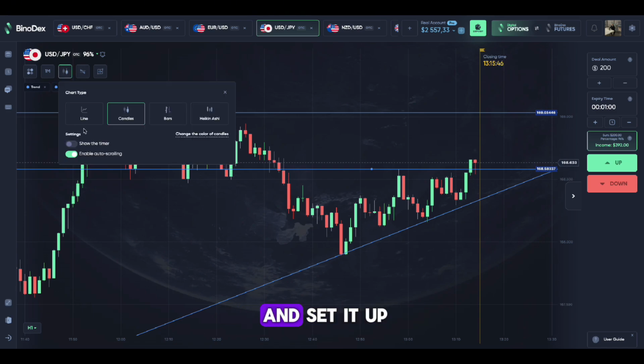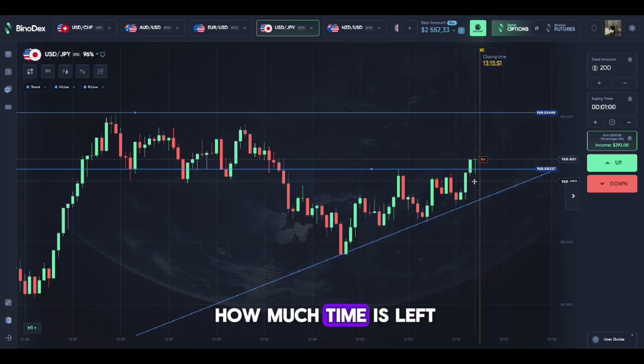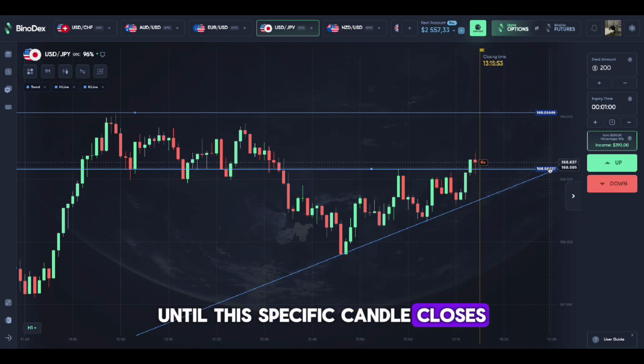Let me go ahead and set it up on the screen so we can all see the timer, just to know exactly how much time is left until this specific candle closes.